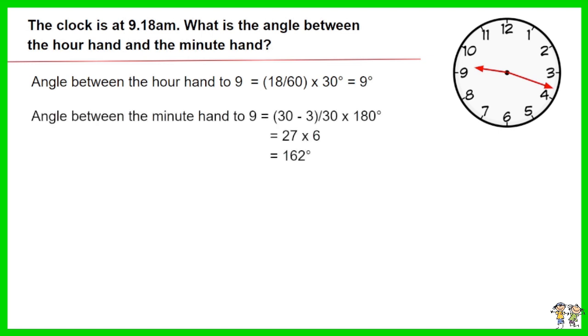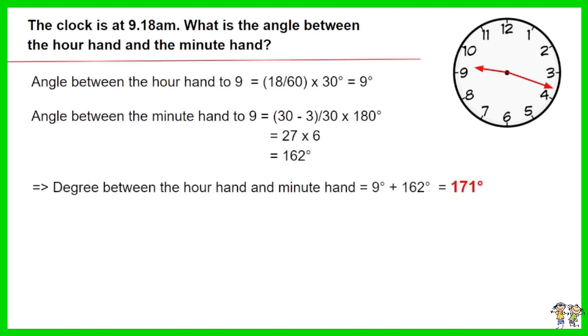For the angle between the minute hand and 9, the angle between 3 and 9 o'clock is 180 degrees. The minute hand is at 3.6 after 9:18 a.m. Thus the angle between the minute hand and 9 equals 30 minus 3, then divided by 30, then times 180 degrees, which equals 162 degrees.